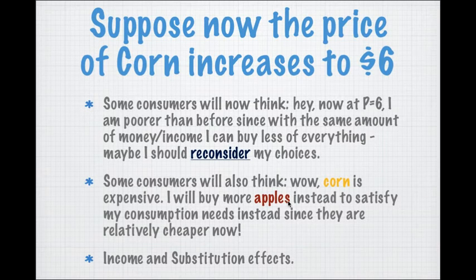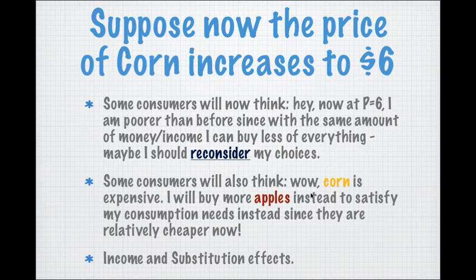Perhaps I'll buy more apples to satisfy my consumption needs instead, since they are relatively cheaper now. So these two effects, the first one is called the income effect, and the second one is called the substitution effect. Usually these two will work in tandem, in the sense that they will be in the same direction, meaning when the price of a good increases, consumers will usually feel poorer and they will usually buy less of the good, because they feel poorer now.